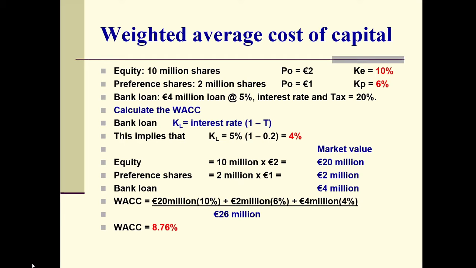So the 3 steps are critical. Cost each one, value each one, and then work out a weighted average. Now what I'm going to do, I've spoken for quite a while, so I'm going to give you a little poll question, and I'm going to ask you to have a go at this.